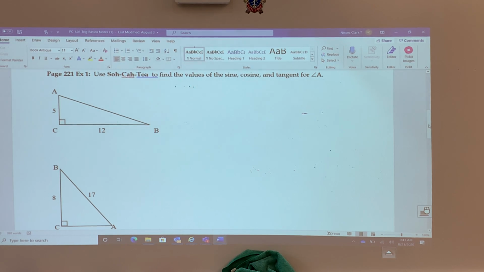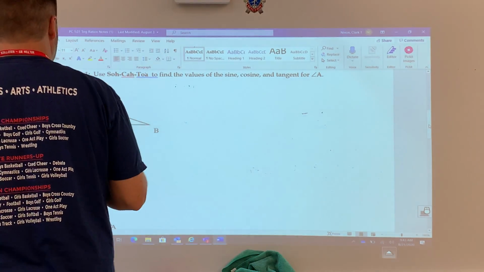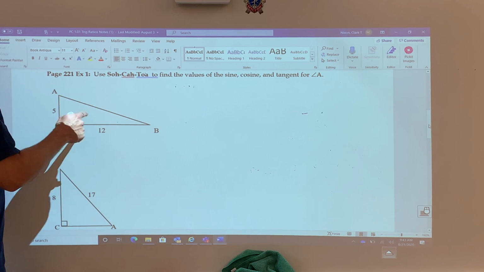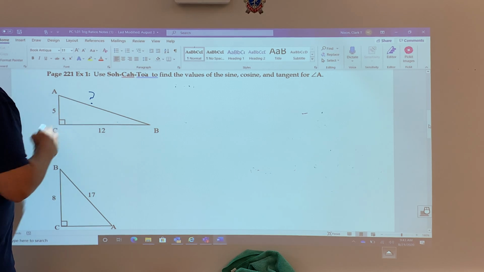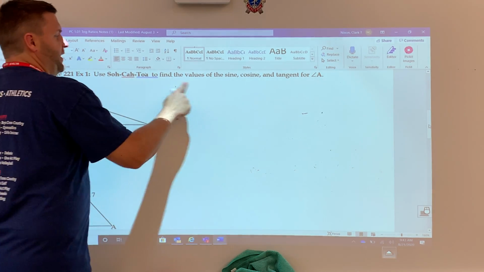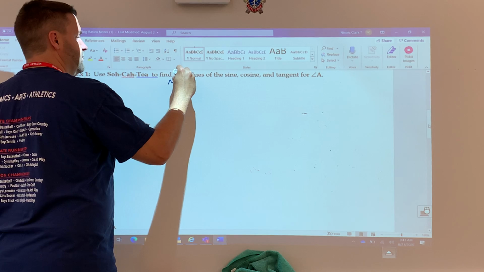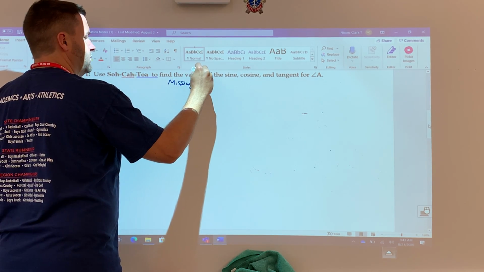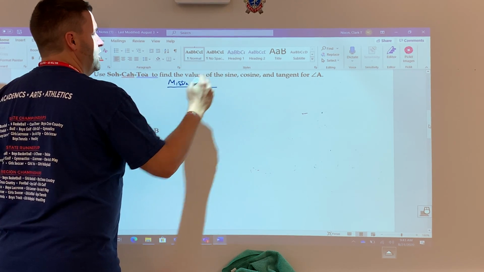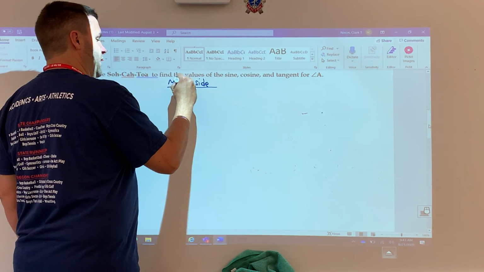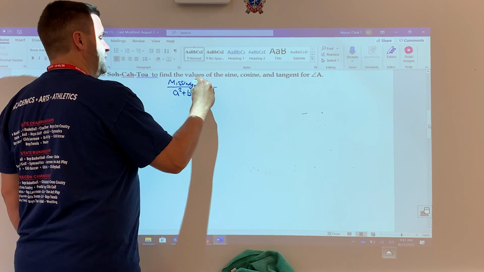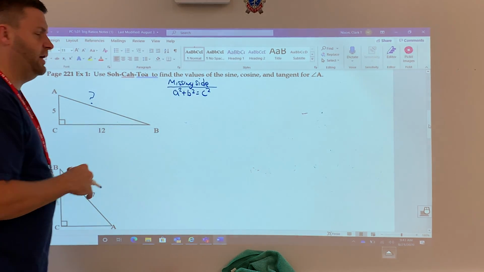Okay, so both of these problems want me to use SOHCAHTOA to find the values of sine, cosine, and tangent, okay? So I've got 5 and 12 here, but I do not know this side. So the first thing I need to do is find that missing side. Well, since this is a right triangle, guys, I can use the Pythagorean theorem. I can go a squared plus b squared equals c squared. So let's go ahead and set that up.